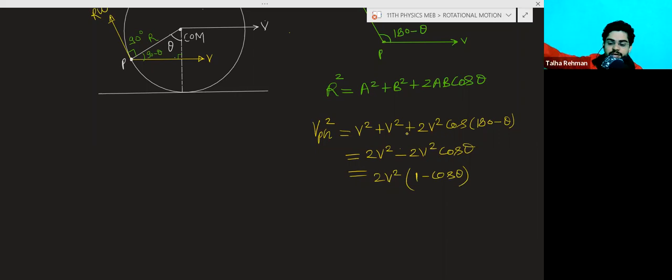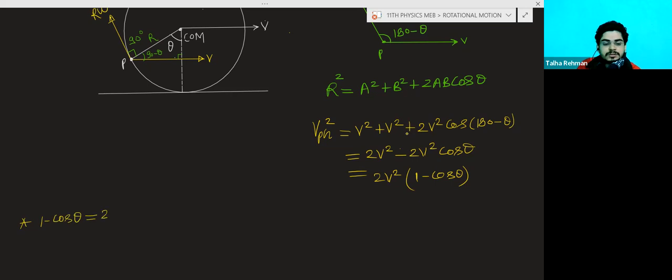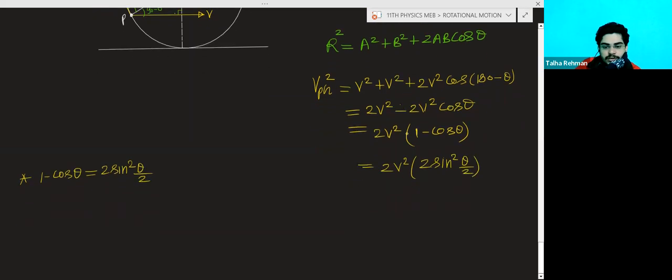Now there is one formula, a trigonometric identity: 1 minus cos theta can be written as 2 sine square theta divided by 2. So you can write this as 2V square times 2 sine square theta by 2, and here you will have the velocity of point P with respect to ground, and square of this.